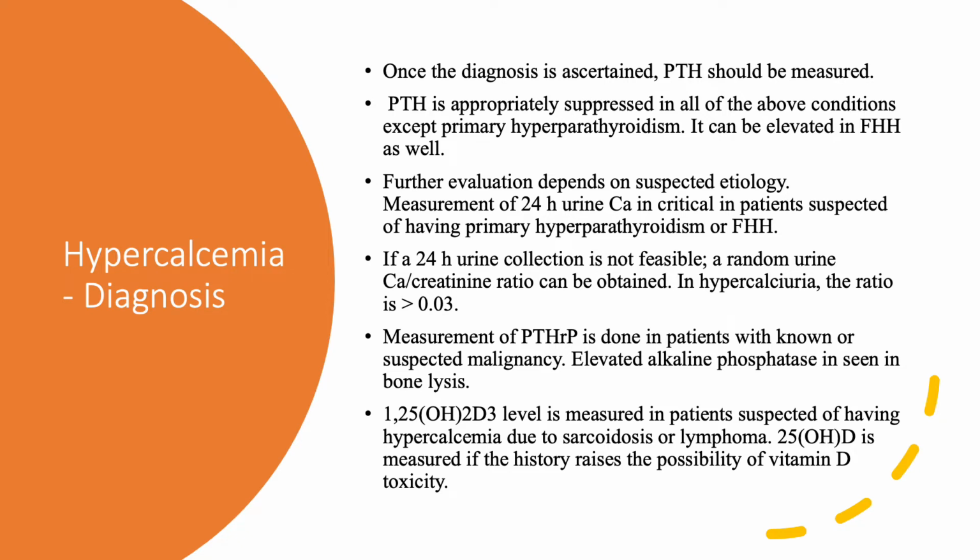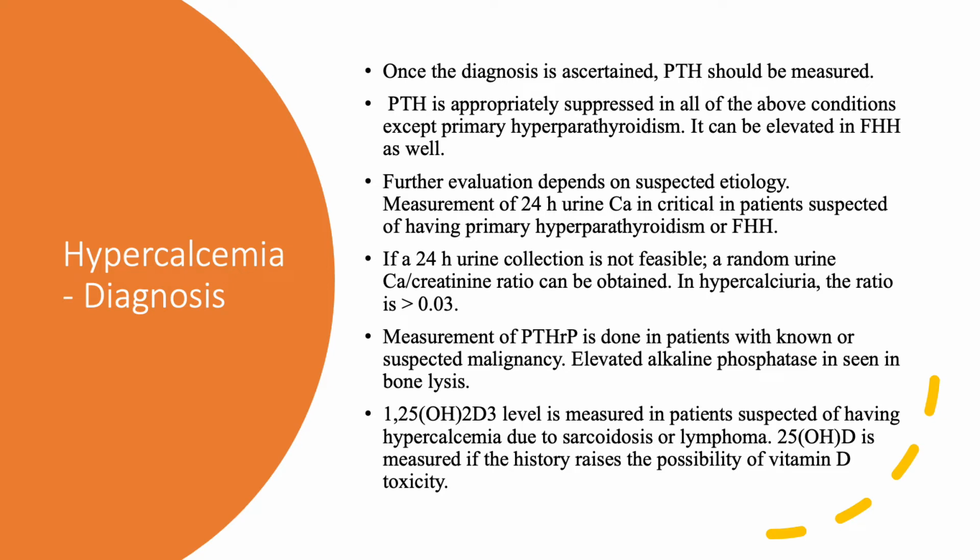Now, if you cannot do a 24-hour urine collection, you can do a random urine calcium creatinine ratio. In hypercalciuria, the ratio should be over 0.03. Now, I'm going to tell you something. I'm not going to send someone for surgery without doing a 24-hour urine collection. Okay, if someone will go for surgery, I really need a 24-hour urine collection for calcium. But urine calcium and creatinine ratio is a good first step.